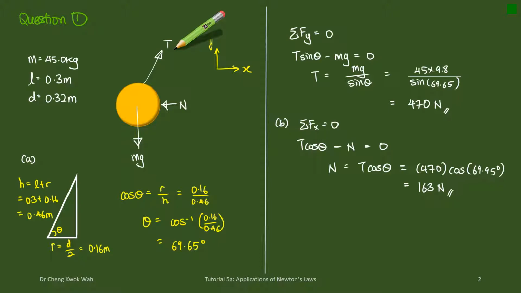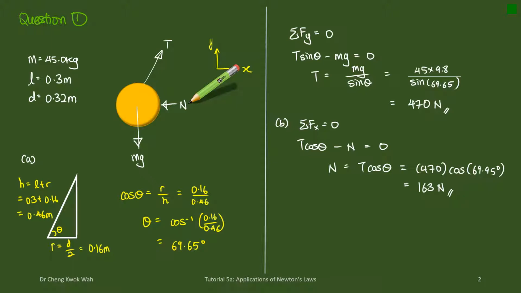So the free body diagram looks like this. You have a tension acting on the ball at a certain angle to the horizontal. You have the weight of the ball acting downwards, and then there's also a normal force acting on the ball due to the wall.